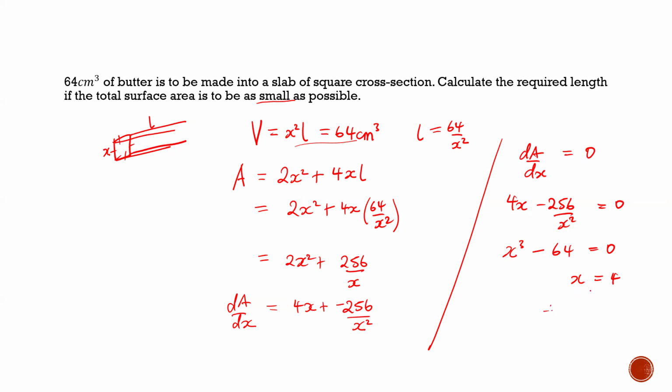And solving for this tells you that x is going to be equal to 4. And now you can confirm that x equal to 4 will make the area a minimum. How? By checking values of dA/dx to the immediate left and right of x equal to 4. So check for like 3.9 and then check for like 4.1. You realize that you have something like this: negative, 0, and then positive. And so x equal to 4 indeed makes the total surface area a minimum. And the value of L at that point would be 64 out of x squared, which is 64 out of 16, which is 4 centimeters. And so 4 centimeters is the answer to that question.